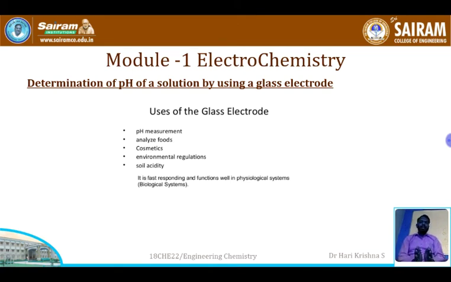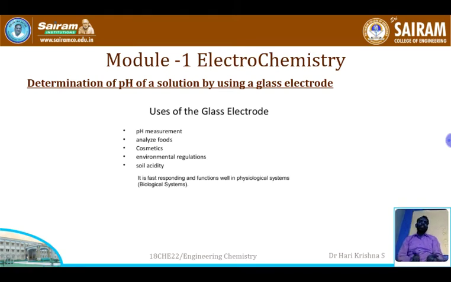In earlier days, we never had the pH meter. Determining the pH used to be a very tedious process. We used to determine the potential first, and by various electrochemical calculations determine the pH. The various applications of the glass electrode are pH measurements, analysis of food, cosmetics, environmental regulations, soil acidity, etc. So, wherever pH comes, the glass electrode will be there.